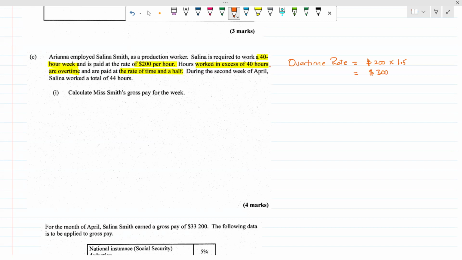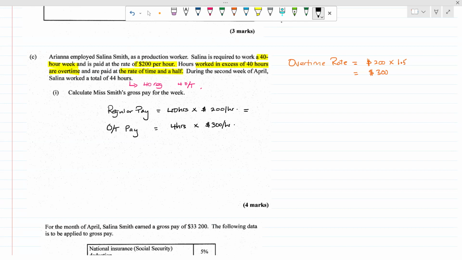During the second week of April, Selena worked a total of 44 hours. So again, I like to make little notes. So 40 regular and 4 OT, meaning overtime. Calculate Miss Smith's gross pay for the week. So we could say regular pay would be 40 hours multiplied by 200 per hour. Overtime pay, OT is overtime, 4 hours at 300 per hour.